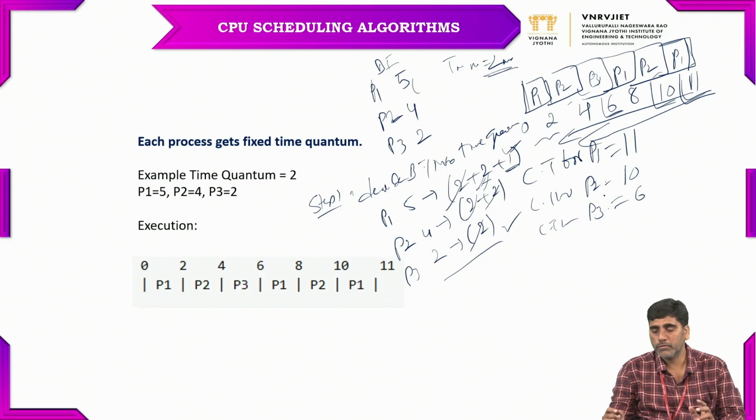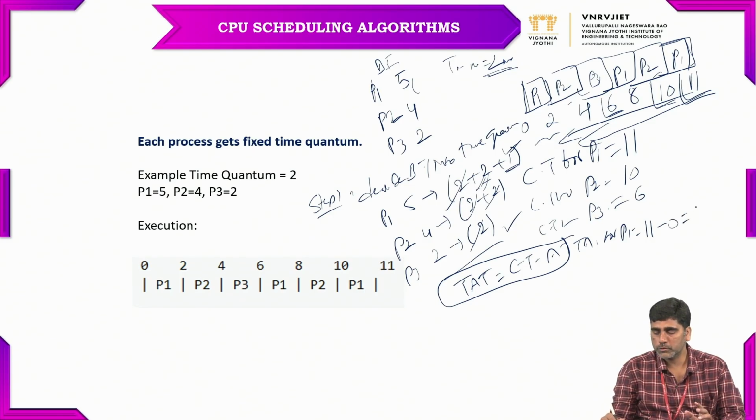Now what do we have to do? We have to calculate the turnaround time for each and every process. So what is the formula? Turnaround time equals completion time minus arrival time. Turnaround time for process 1 is what? Completion time minus arrival time. The arrival time is obviously 0. So 11 minus 0 equals 11.